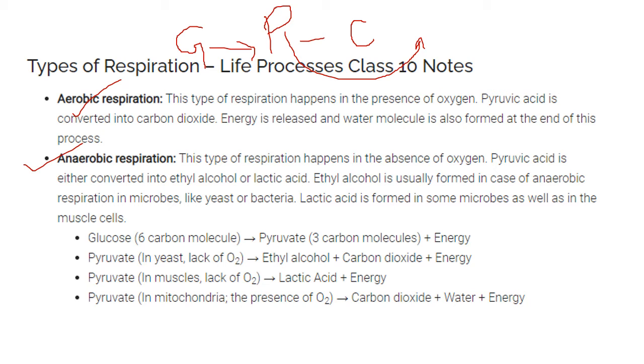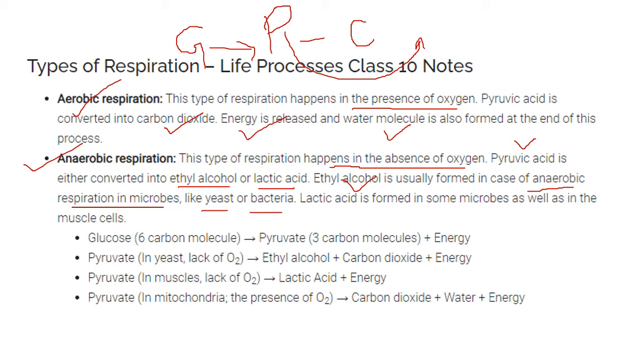In aerobic respiration, what happens? As it is happening in the presence of oxygen, it will be converted into carbon dioxide and energy is released, and water molecules are also formed at the end of this process. So what happens in anaerobic respiration? Due to the absence of oxygen, the pyruvic acid will be converted into either ethyl alcohol or lactic acid. Ethyl alcohol is generally formed in anaerobic respiration by microbes like yeast and bacteria.